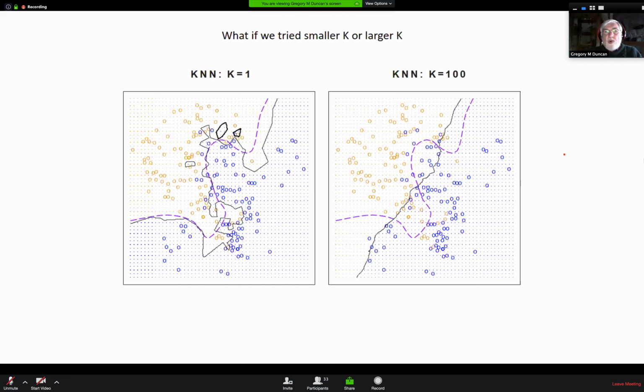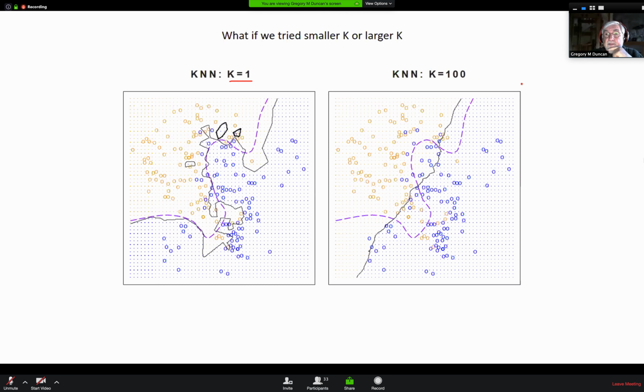What if we tried a smaller k or a larger k? So here is k equal to 1. I just take the 1 nearest neighbor to the observation. And this kind of wanders all over the place. It's kind of overfitting here.